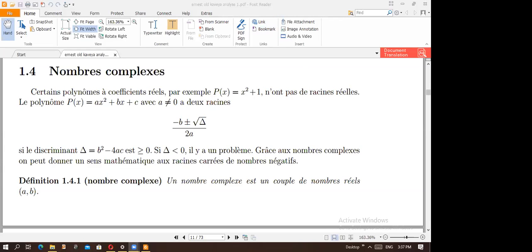So complex numbers, does anyone have an idea what complex numbers are? Is there anyone with an idea of what complex numbers are? You guys don't know what complex numbers are? Complex numbers are numbers which can be written in the form a plus ib.